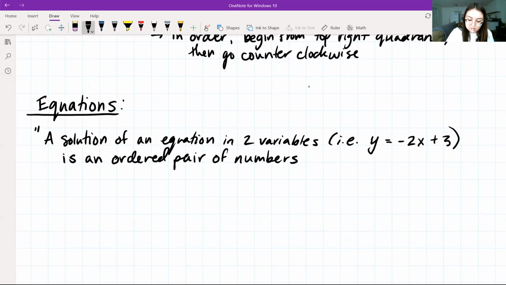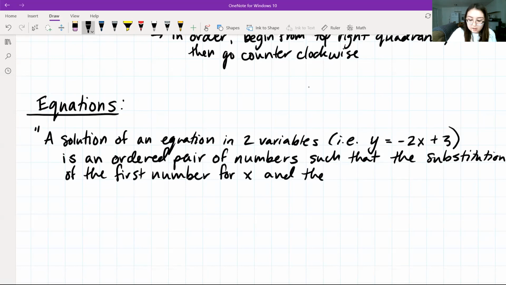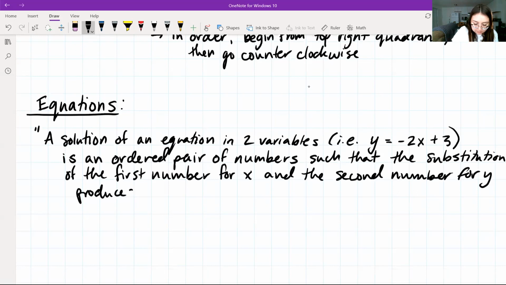Numbers such that the substitution of the first number for x and the second number for y produces a true statement.